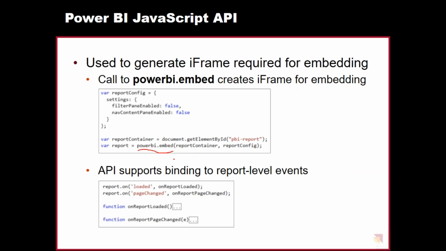Now, when you create one of these embeds, what's going to happen is it's going to return a report object. And so that report object is something that allows me to do things like capture events. And what we're going to see is there's things like the report has been loaded event and the page in the report has been changed event.